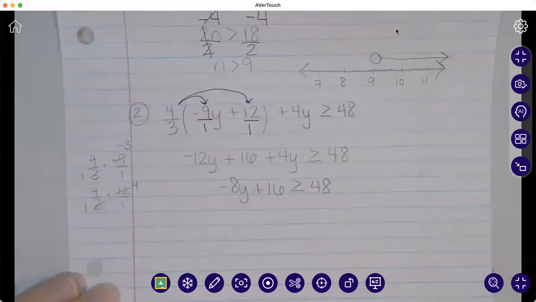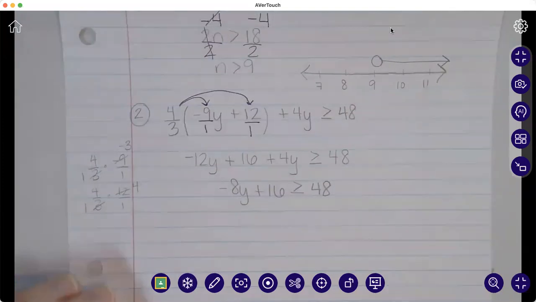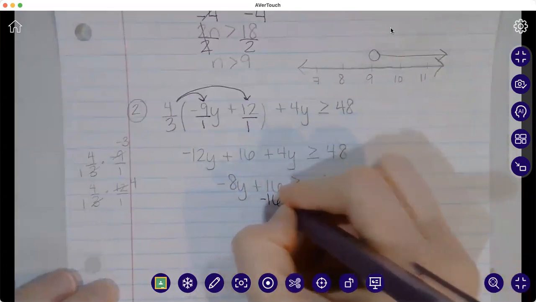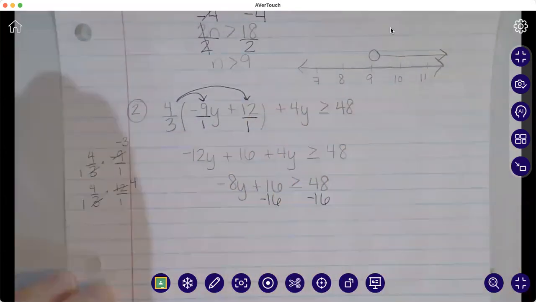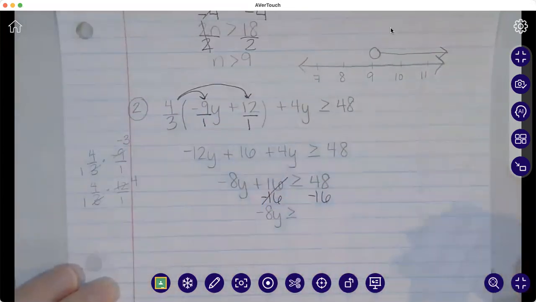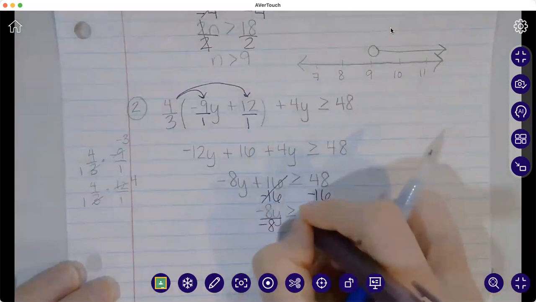Okay, go ahead and try that, and we'll be back and check. All right, let's see how we did. So first we should subtract 16 from both sides. So I get -8y is greater than or equal to 32. Then I'm going to divide by -8.